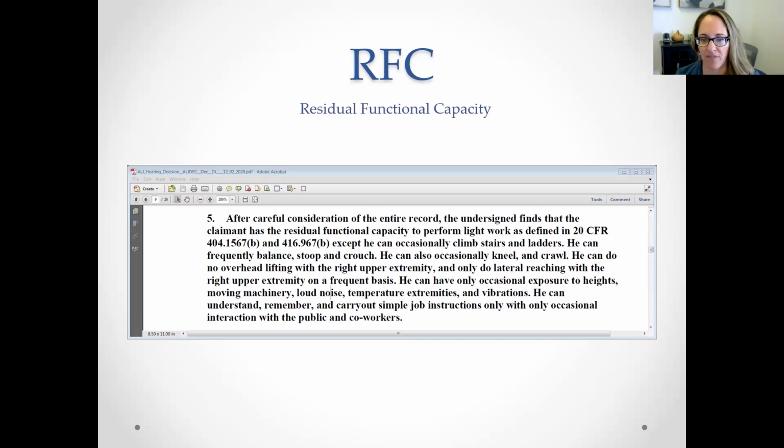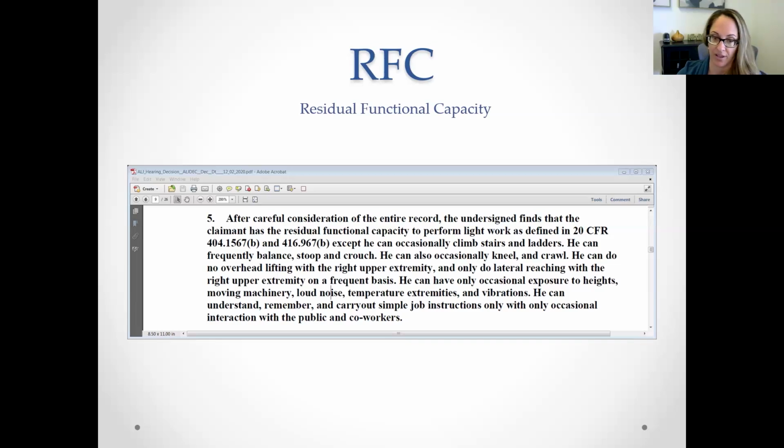He can only occasionally have exposure to heights, moving machinery, loud noise, temperature extremes, and vibrations. And then he can understand, remember, and carry out simple job instructions only, with only occasional interactions with the public and coworkers. This person had a combination of disabilities. They had a right shoulder injury, but they also had a mental health impairment that impaired their ability to do more complex tasks or handle interactions with people. So this is an example of all the limitations that the judge put together after looking at all of the medical records. And then with that, the judge goes to the vocational expert and says, given all of these, could this person do their past work?